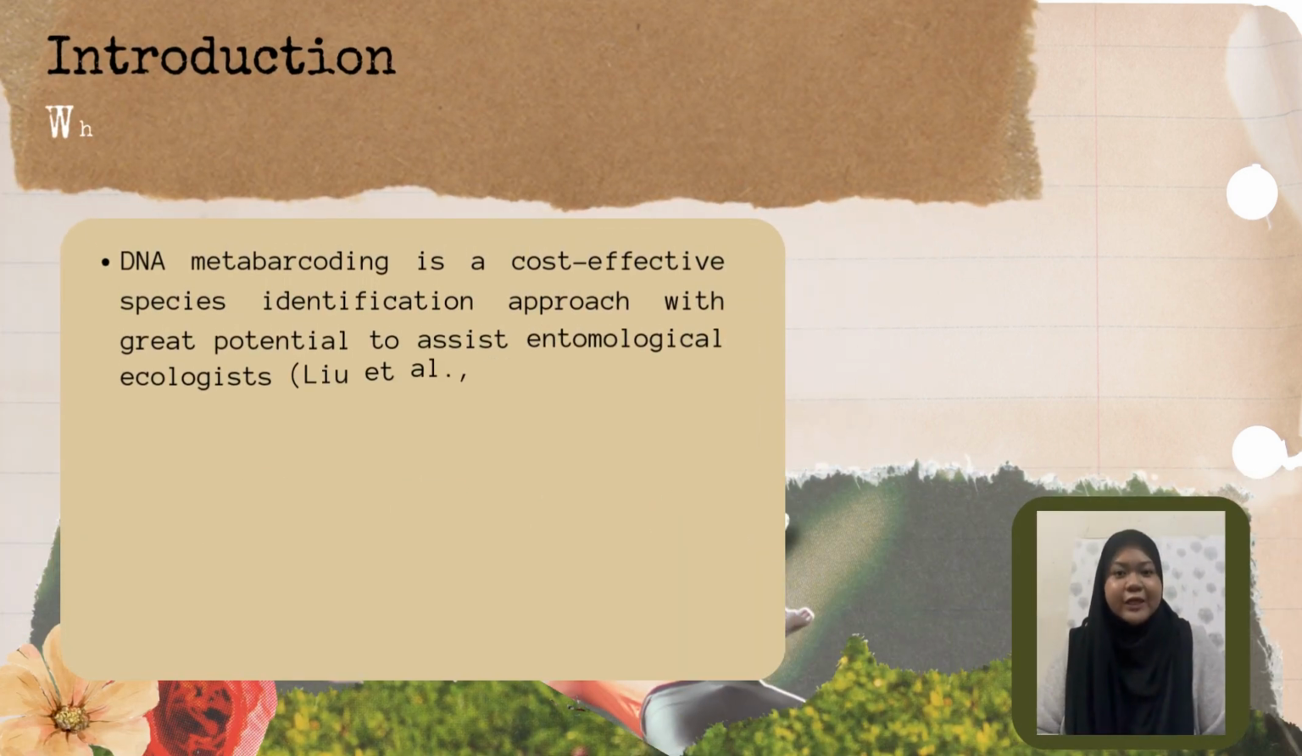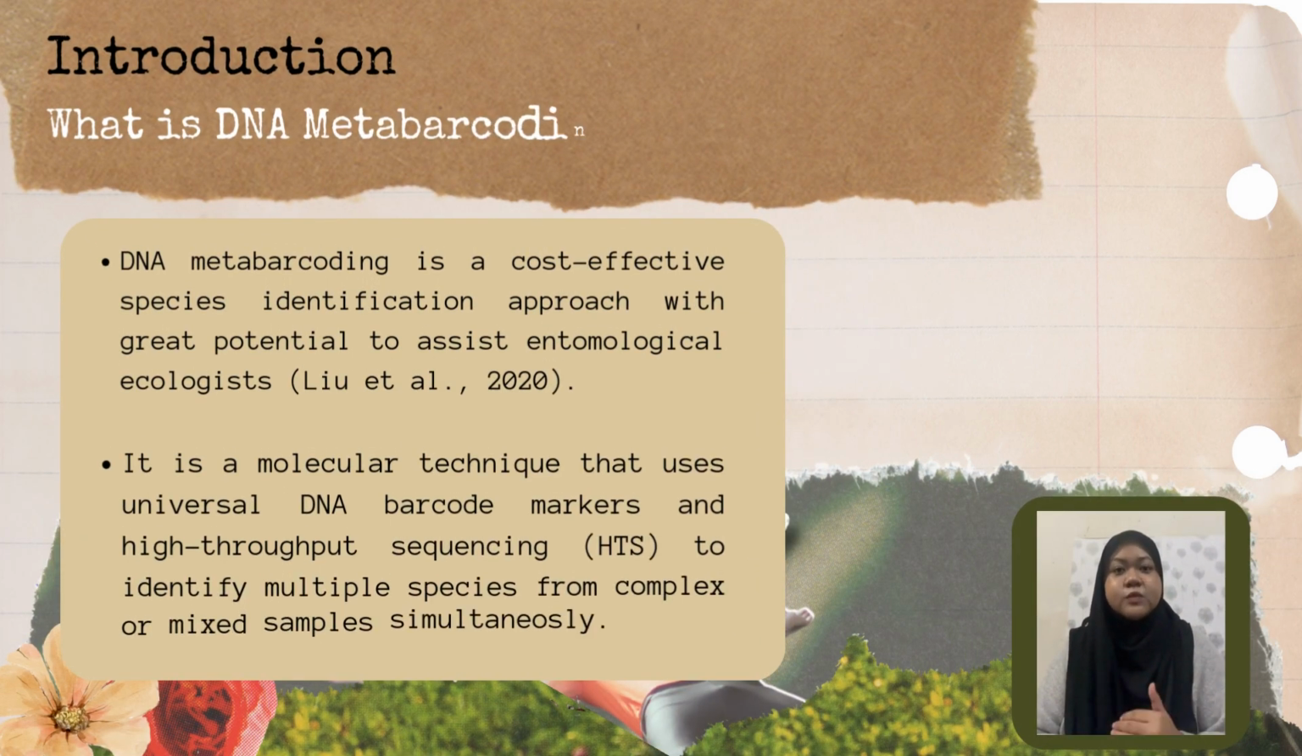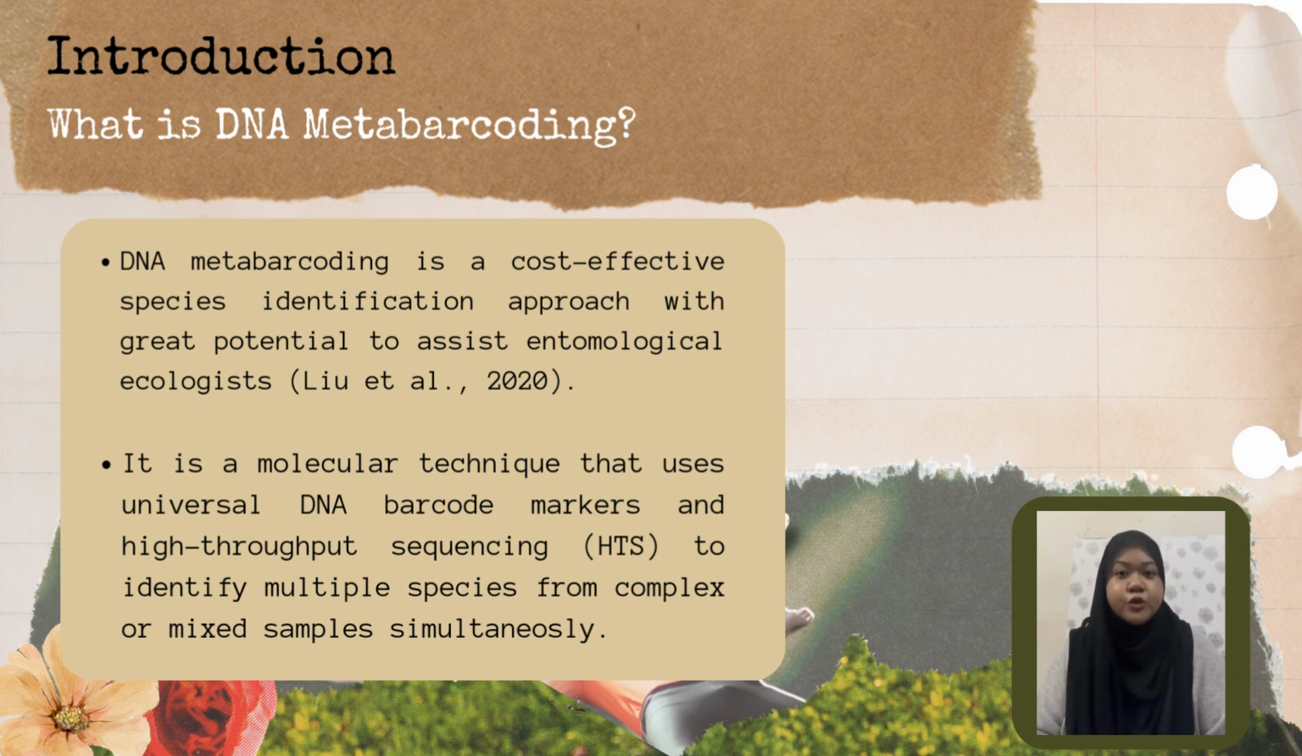DNA metabarcoding is a cost-effective species identification approach with great potential to assist entomological ecologists. It is a molecular technique that uses universal DNA barcode markers and high-throughput sequencing (HTS) to identify multiple species from complex or mixed samples simultaneously.